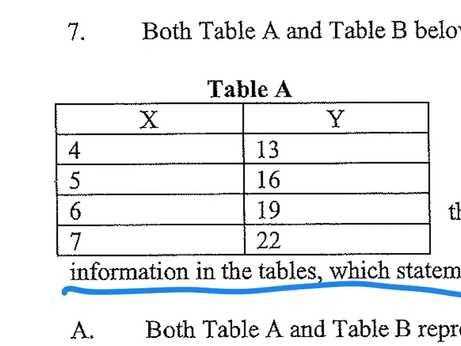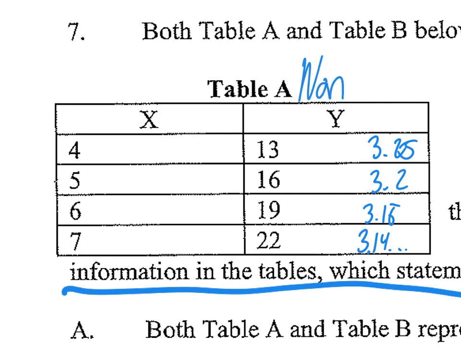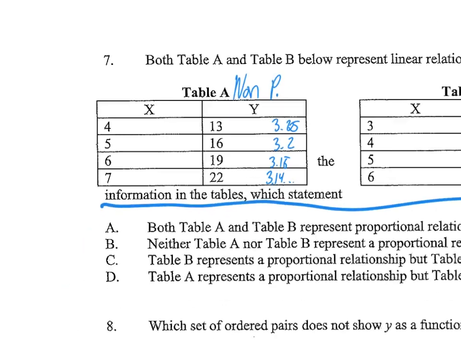Now, these over here. 13 divided by 4, I have no idea what that is, so I'm going to use a calculator. I get 3.25. 16 divided by 5 comes out to 3.2. So we've already got a different number, but I'm going to keep going. 19 divided by 6 is going to be 3.16 repeating. And 22 divided by 7 is going to be 3.14, and no, it's not pi, and a whole bunch of other numbers. So none of these match. This is not going to be proportional. Non-P, because I don't feel like writing out proportional anymore.